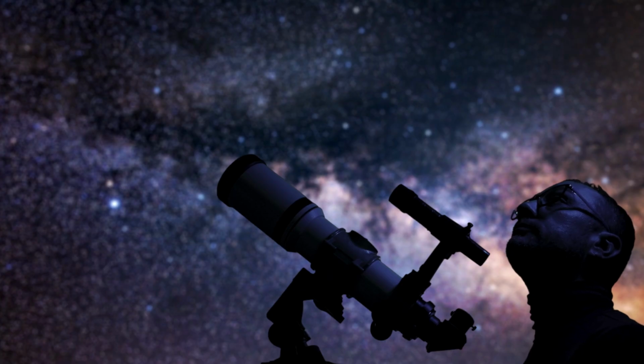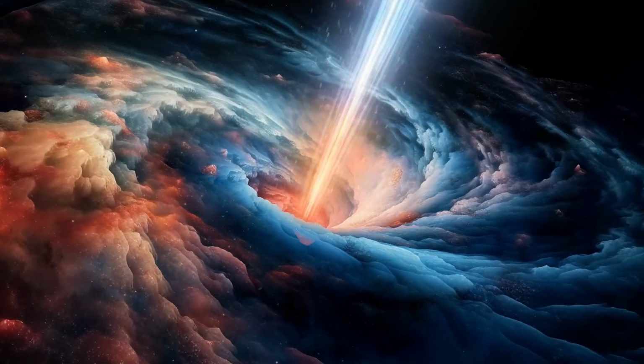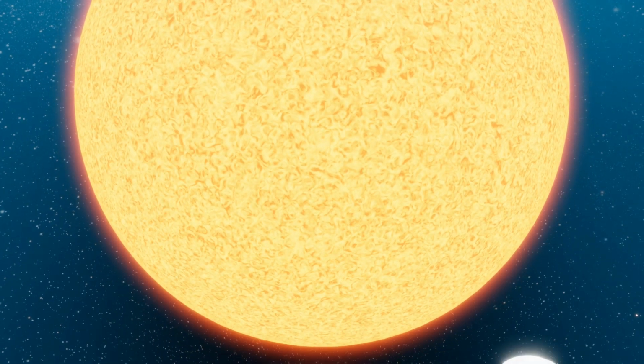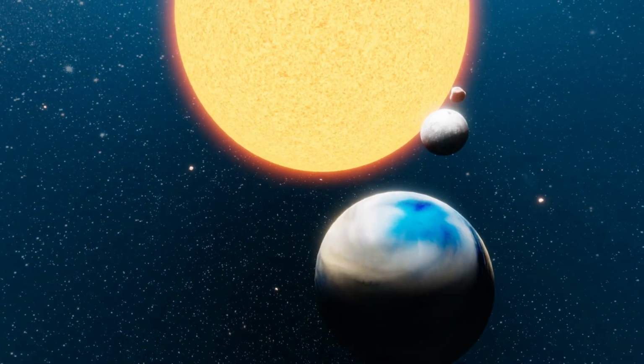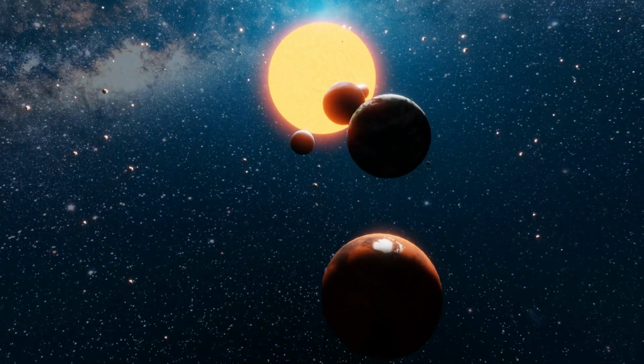Key branches of astronomy. First is observational astronomy, collecting data using telescopes and detectors. It includes optical, radio, infrared, and X-ray astronomy. Second is theoretical astronomy, creating mathematical models and simulations to understand the universe, predicting cosmic phenomena and testing the theories. Third is planetary science. It is the study of planets, moons, asteroids, and comets. It includes geology, atmosphere, and formation processes.